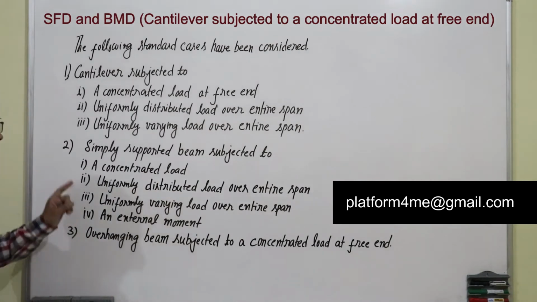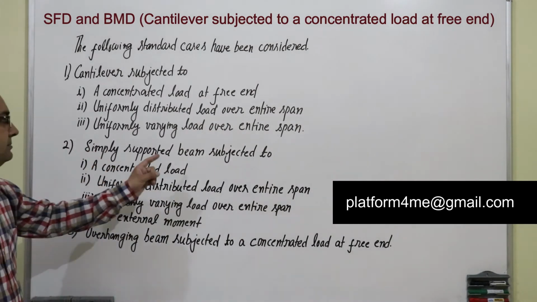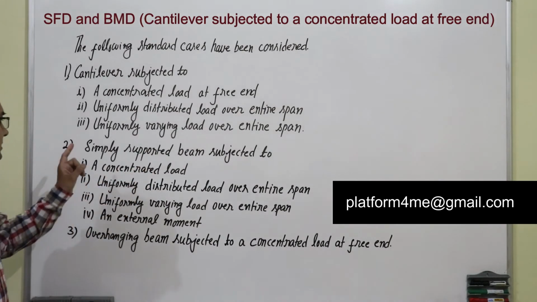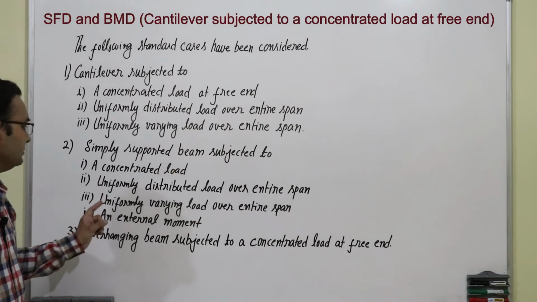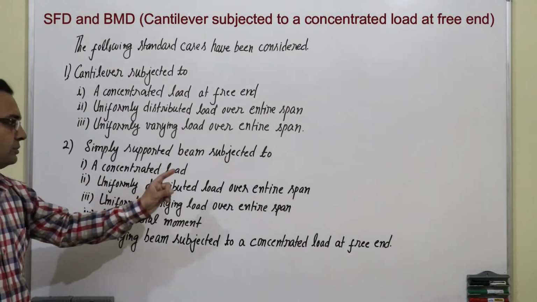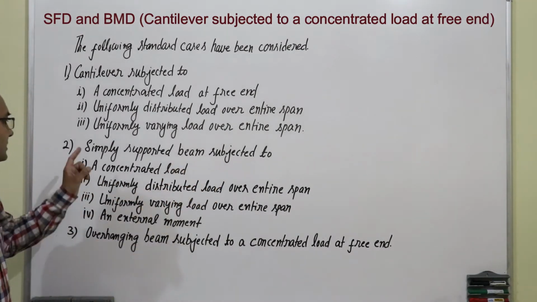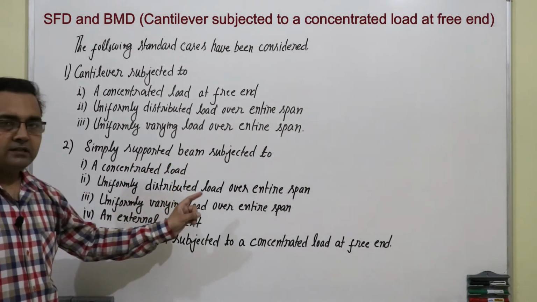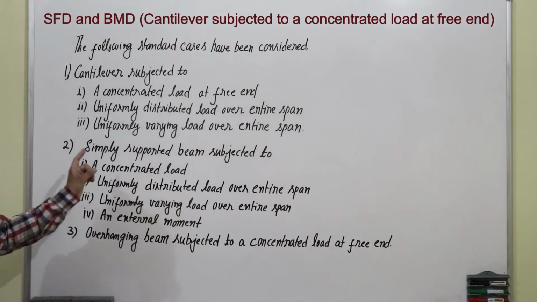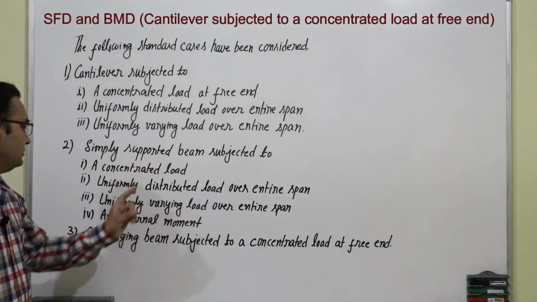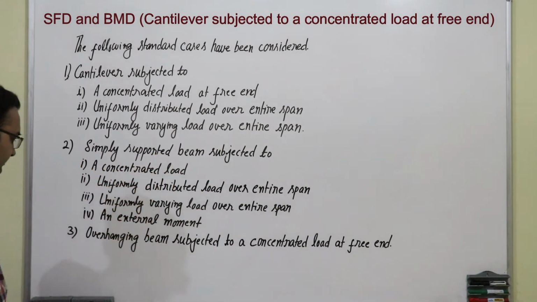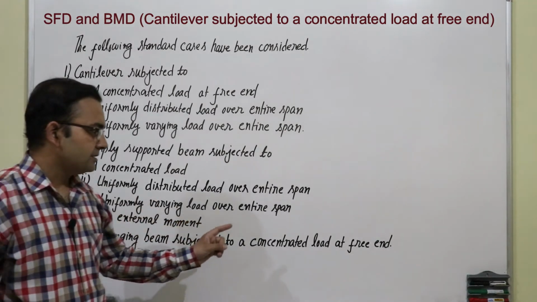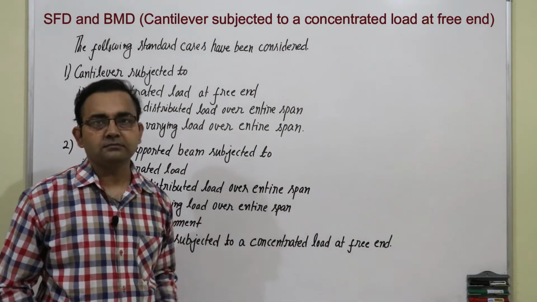After that, second is simply supported beam subjected to a concentrated load. Simply supported beam subjected to uniformly distributed load over entire span. Simply supported beam subjected to uniformly varying load over entire span. Simply supported beam subjected to an external moment. Third is overhanging beam subjected to a concentrated load at free end.